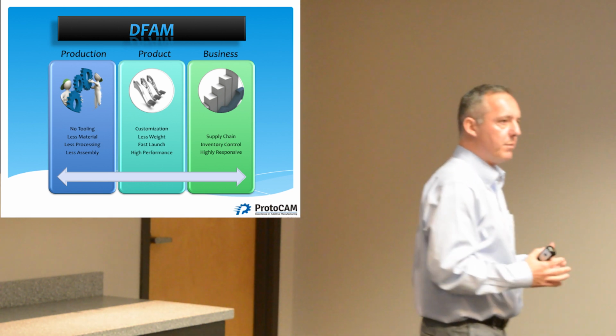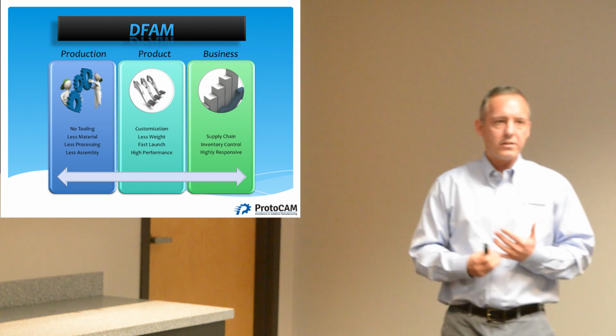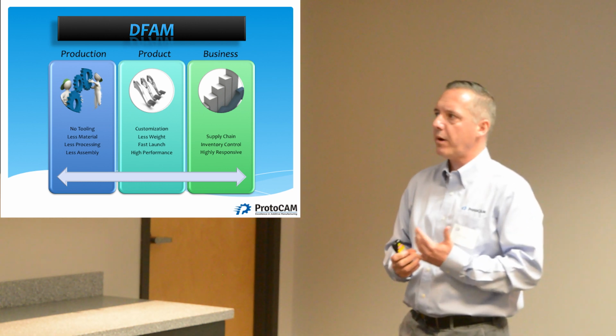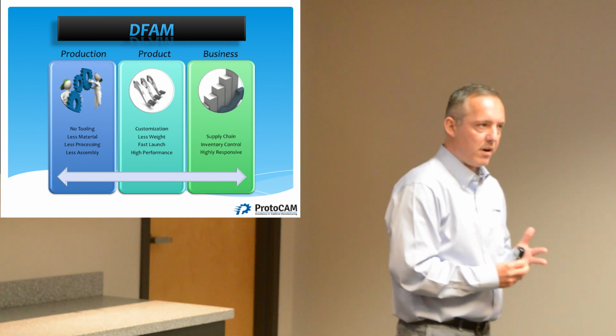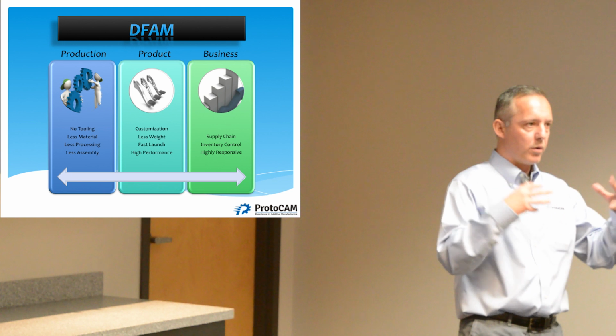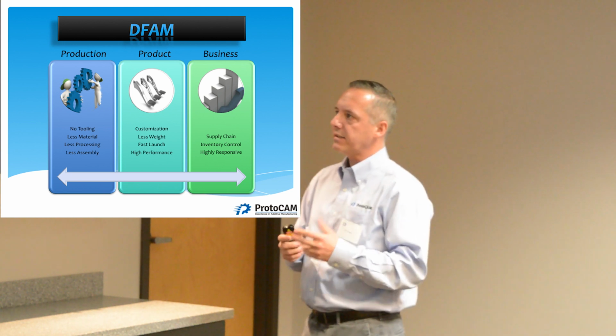So if we start to create products and we're going to 3D print them for production, we don't need to make tools anymore. We can just print our parts. Most of the parts that we're designing typically involve less material because you can core things and you can have these really organic structures. Less processing.